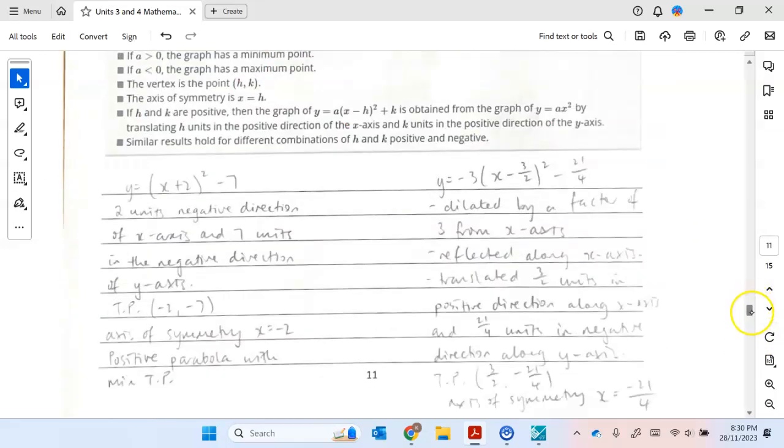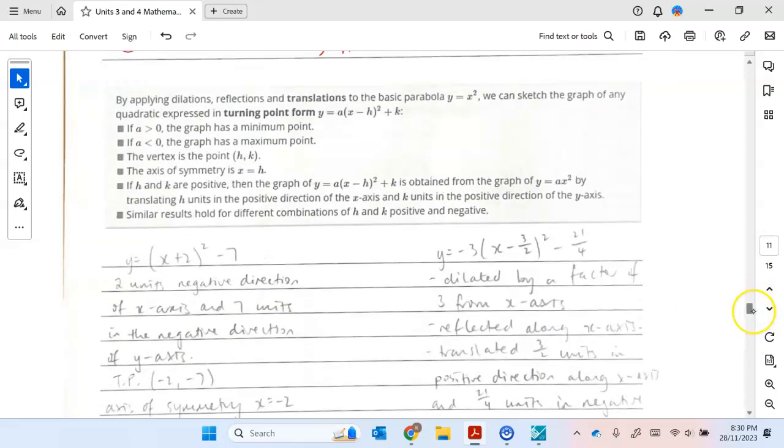Whoops. Where am I? All over the place. There we go.